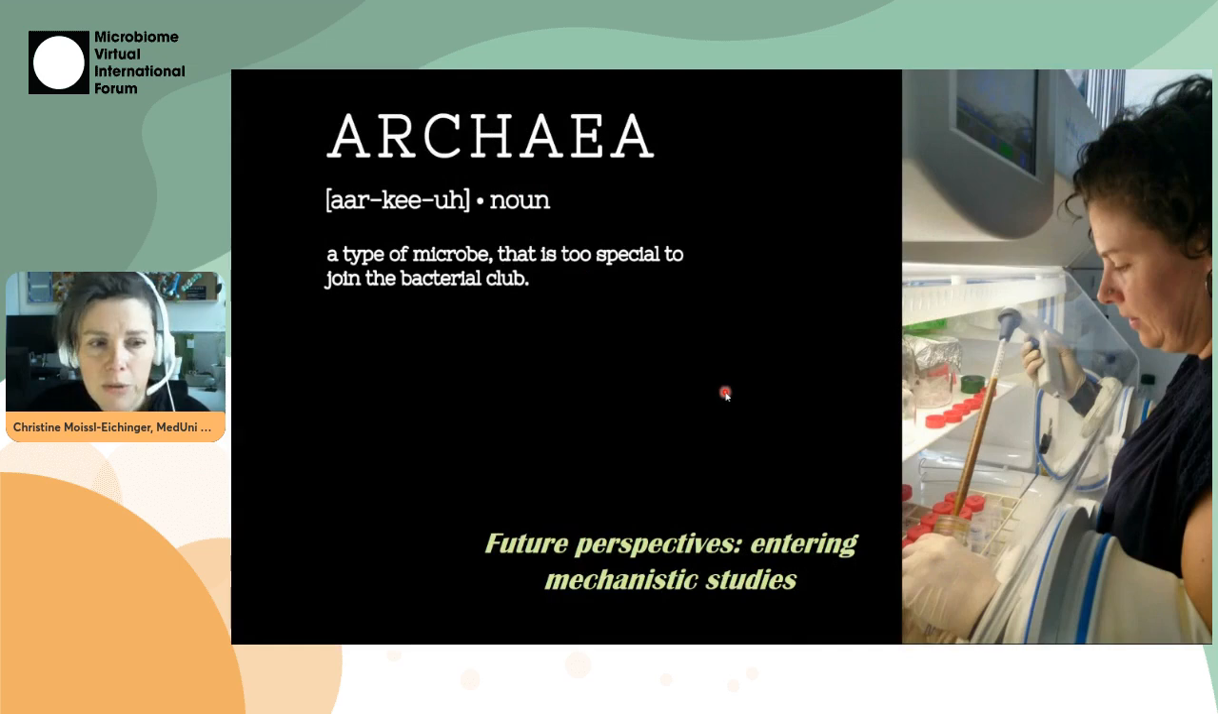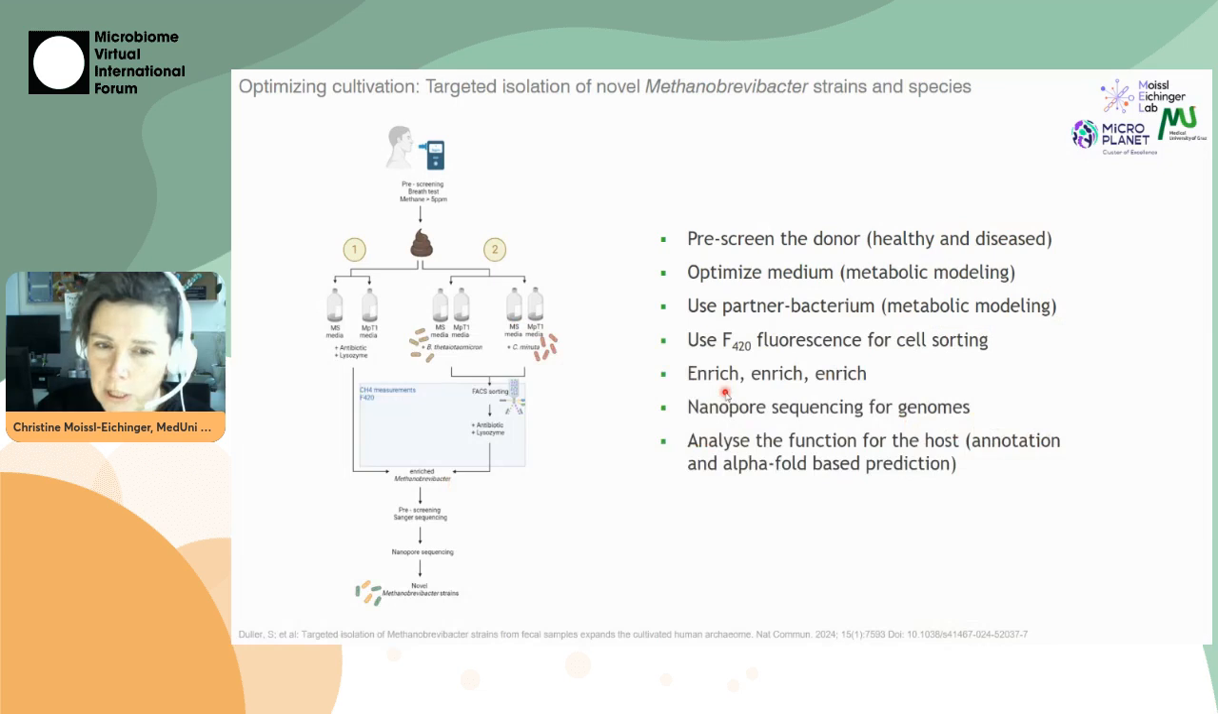So to come to an end, of course, we need to think about future perspectives, and we want to really enter mechanistic studies now. And for that, it's very, very important to have these cultures at hand. So we really need more cultures. We need more species, strains for mechanistic studies.